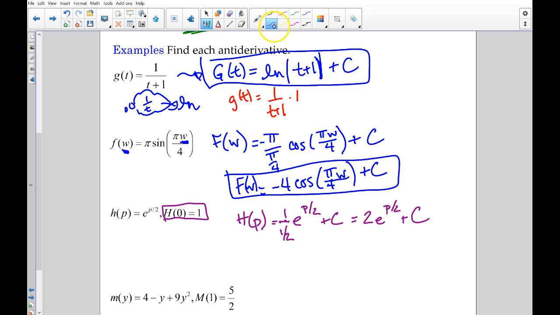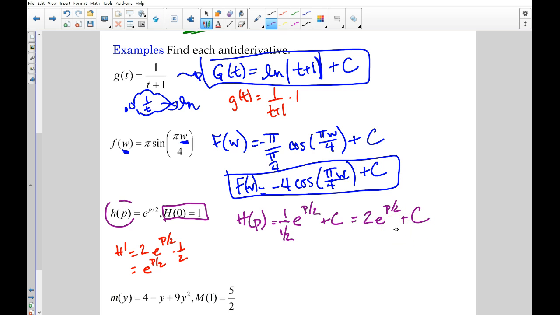I'm going to check this one super quick just to make sure. If I compute h prime, this is going to be 2e to the p over 2 times 1/2 plus c. But the derivative of the constant c goes away. And 2 and 1/2 cancel, so this is e to the p over 2. If you're ever unsure with your antiderivative, differentiate it, and you should get the same result back as what you started with. So I found my general antiderivative.